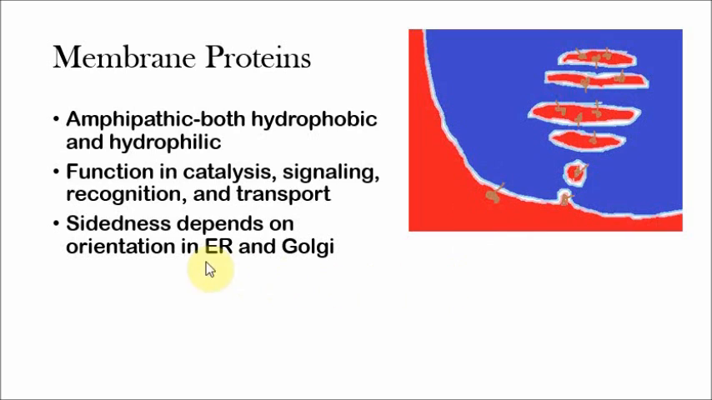The interesting thing is that sidedness always depends on the orientation in the endoplasmic reticulum and in the Golgi body. Again, looking at this diagram, you can see that when the blobby-looking thing is on the inside of the Golgi body, in the red region, it'll end up on the inside of the vesicle and on the outside of the cell membrane. On the other hand, if it was on the outside of the Golgi body, in the blue region, it would end up on the inside of the cell membrane, again in the blue region. This is kind of a good diagram to look at when you're thinking about that.